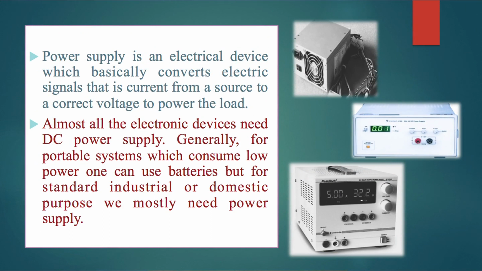A power supply is an electrical device which basically converts electric signal, that is current, from a source to a correct voltage to power the load. Almost all electronic devices need DC power supply. Generally, for portable systems which consume low power, one can use batteries, but for standard industrial or domestic purposes, we mostly need a power supply. Here you can see some pictures of power supplies. The first one is used in desktop computers and it powers the CPU. The other two are generally used in electronic laboratories.